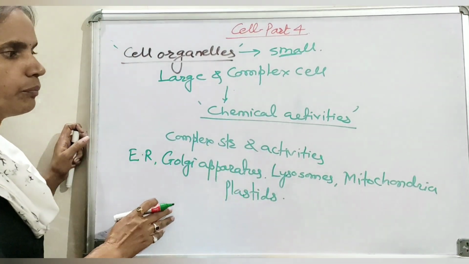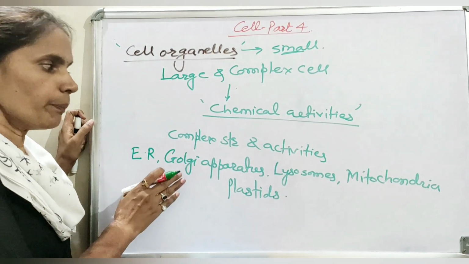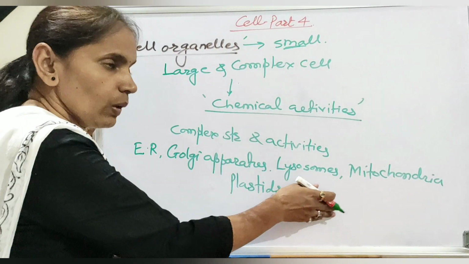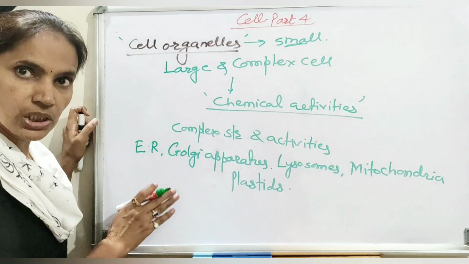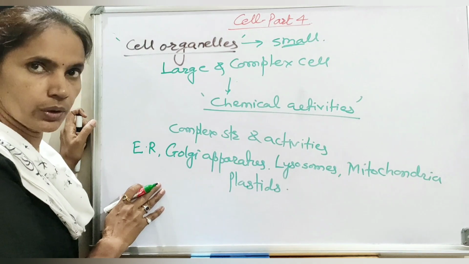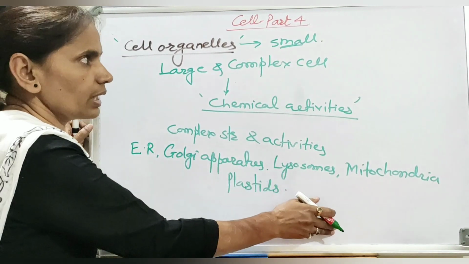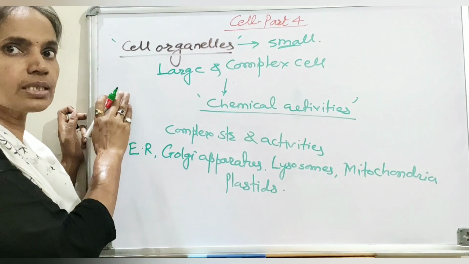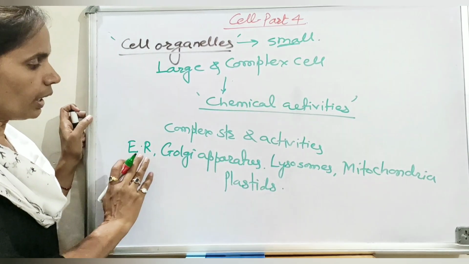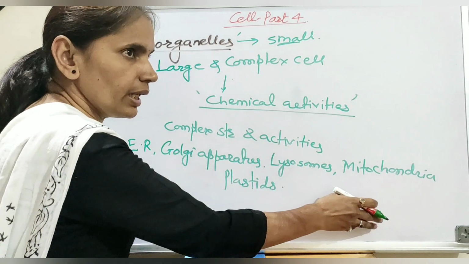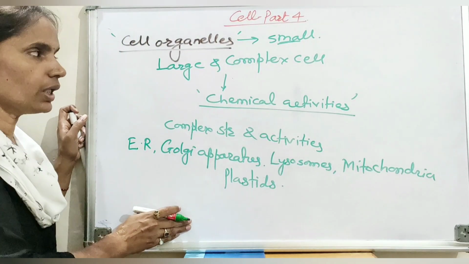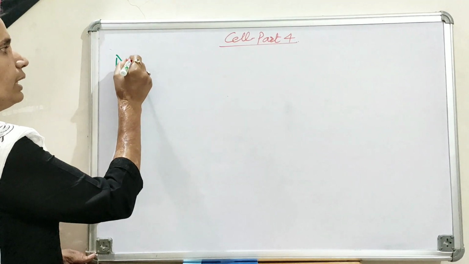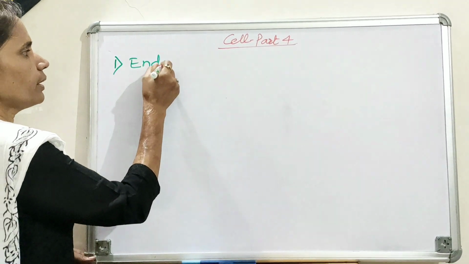Now these are the important cell organelles. The presence of these various membrane bound cell organelles is the differentiating feature of the eukaryotic cell. Such cell organelles are not present in prokaryotic cells such as bacteria. Each of these different cell organelles has a crucial role in the cell. The first important cell organelle is the endoplasmic reticulum.